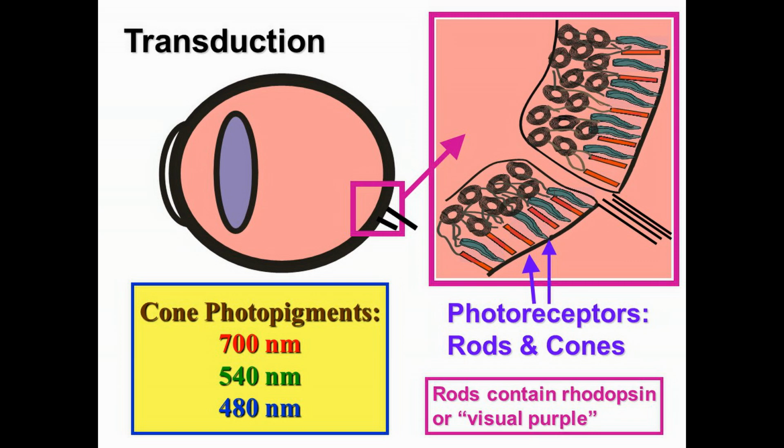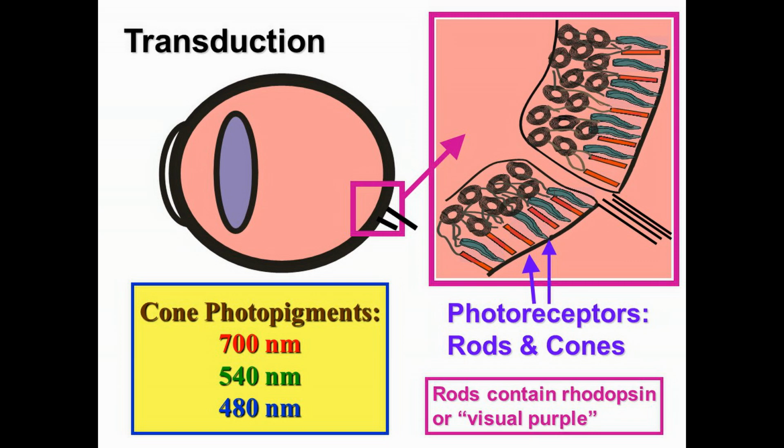When you look at this diagram, you'll see that the rods and cones are connected to other cells. These cells include ganglion cells, amacrine cells, bipolar cells. I'm not going to ask you to memorize that information, but you should know that there are neurons in the retina that receive information from the rods and the cones, and some visual processing does take place at the level of the retina.